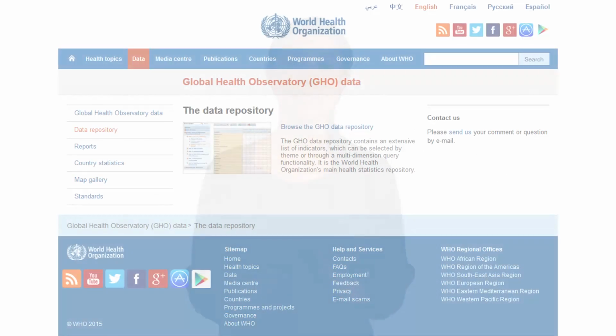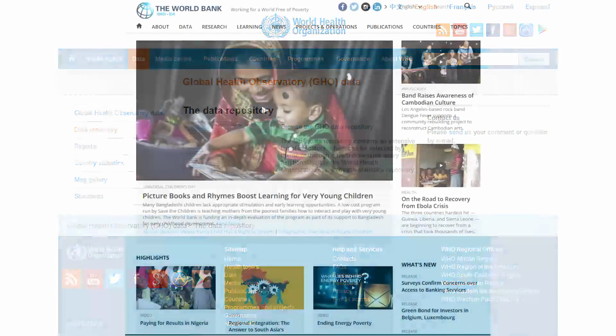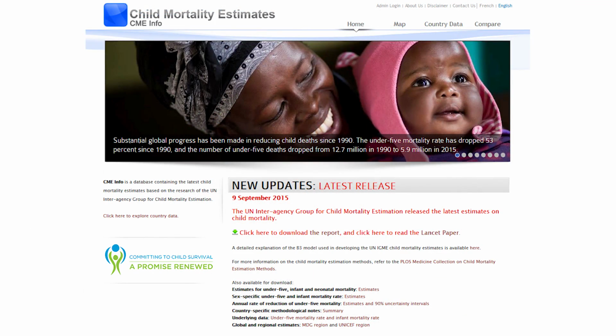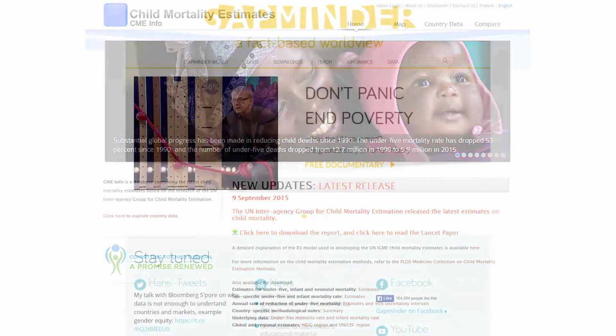But there are some excellent websites where you can find data on the most important health indicators listed for all countries, like the Global Health Observatory of WHO, the World Bank website, the UNICEF website, which also has the important site childmortality.org, and of course Hans Rosling's own Gapminder.